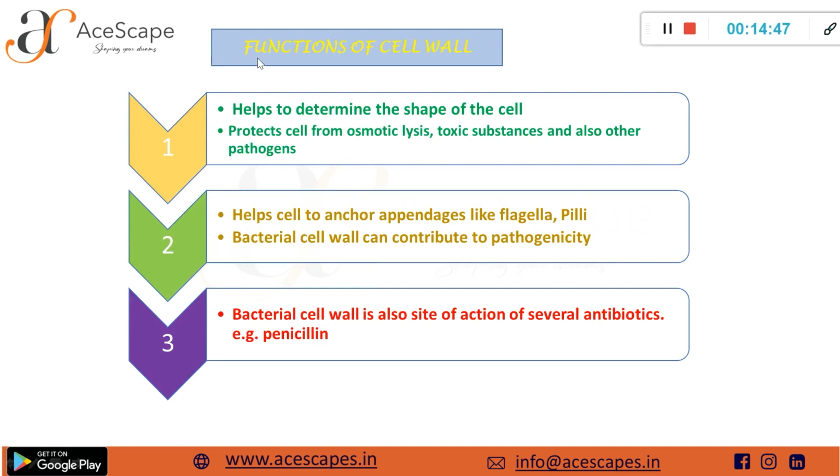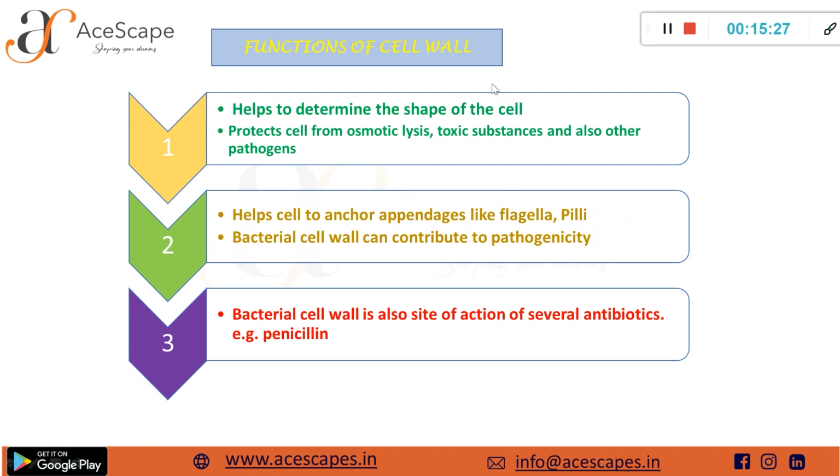So next we have the overall function of the cell wall. So as we know that the bacterial cell wall is the outermost structure and it is very essential for the bacterial growth, to maintain their stability. It determines the shape of the cell. It protects the cell from the osmotic lysis and the toxic substances and also other pathogens. They help the cells to anchor appendages, means the flagella and the pili or other appendages that the bacteria have. They use it for the locomotion and etc. So these appendages are anchored to the cell wall rather than the cell membrane.